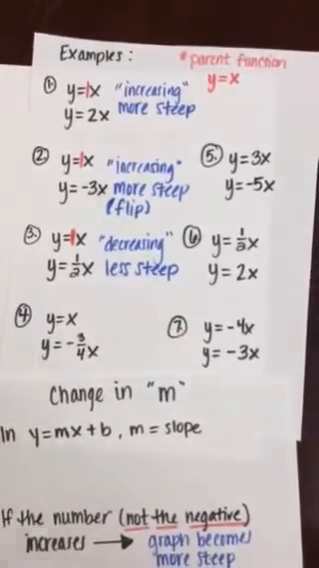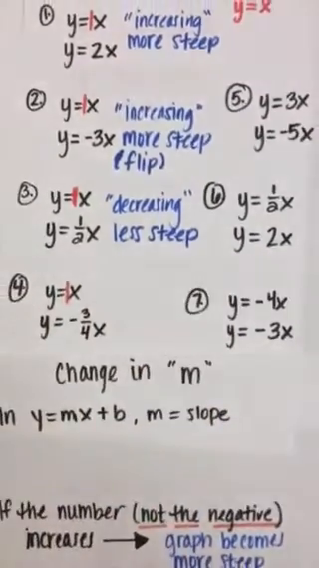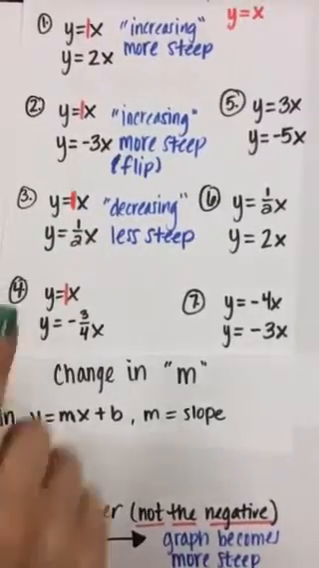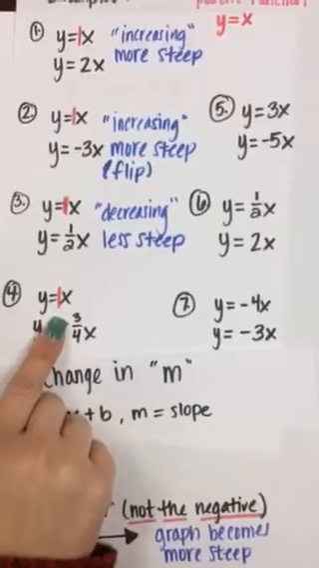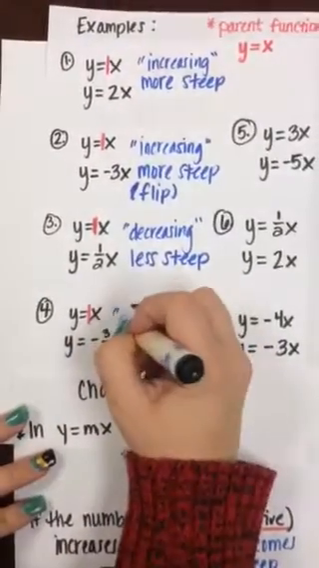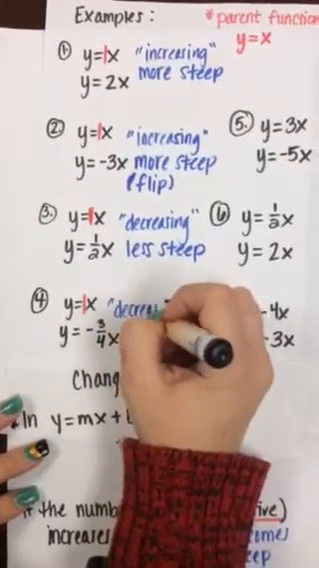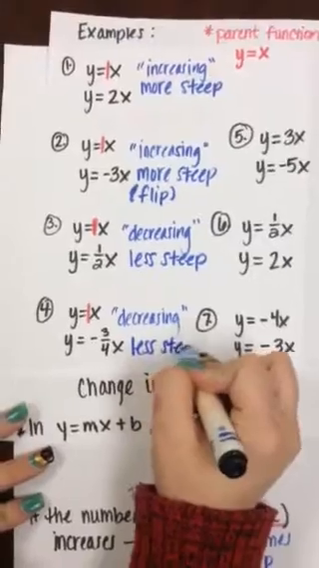Example 4. From 1 to negative 3/4. Again, we hide our negative and we just look here. 1 to 3/4. Is that increasing or decreasing? That is also decreasing. So again, it would be less steep.